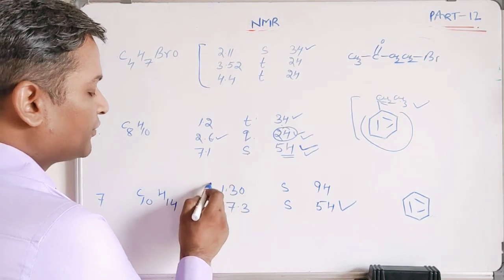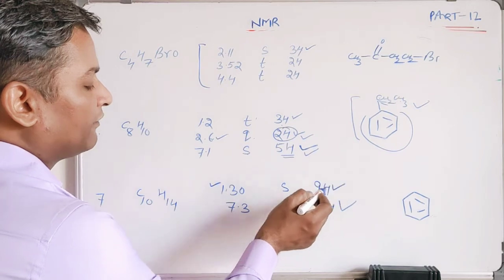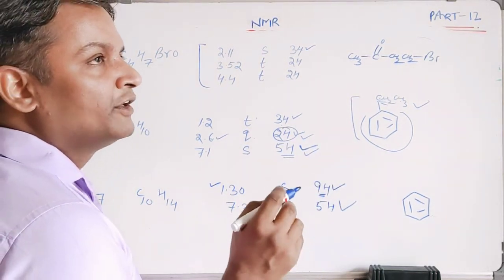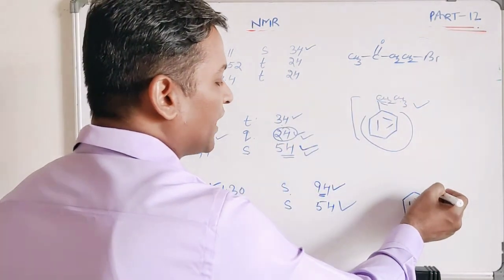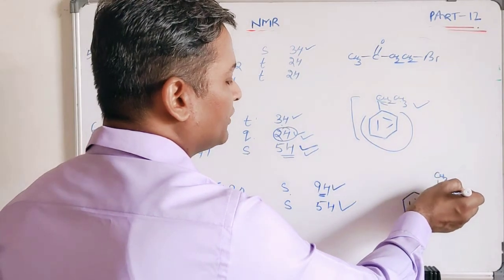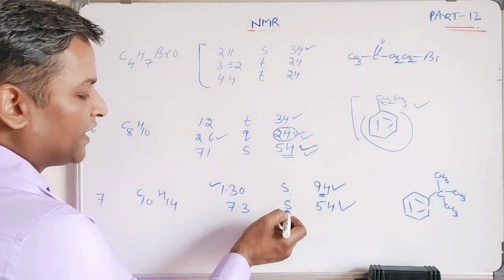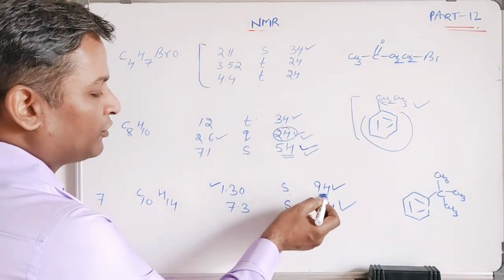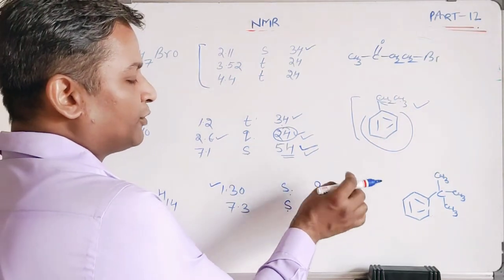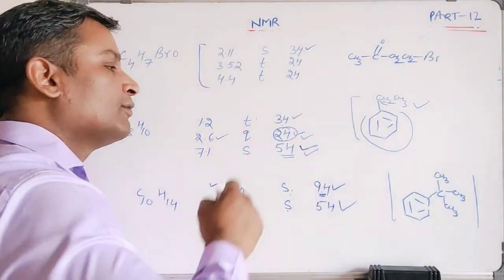What is the second piece of information? The second is the 9 proton singlet, and this is also again very important. A 9 proton singlet is always an indication of a tertiary butyl group. So we have a tertiary butyl group. Singlet for 5 protons in case of an aromatic ring system always indicates monosubstitution, and a 9 proton singlet always indicates a tertiary butyl group. You should keep this in mind. So this is the structure of a compound satisfying all the information.